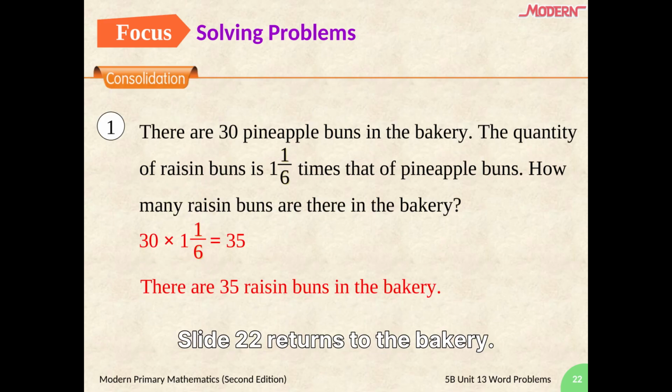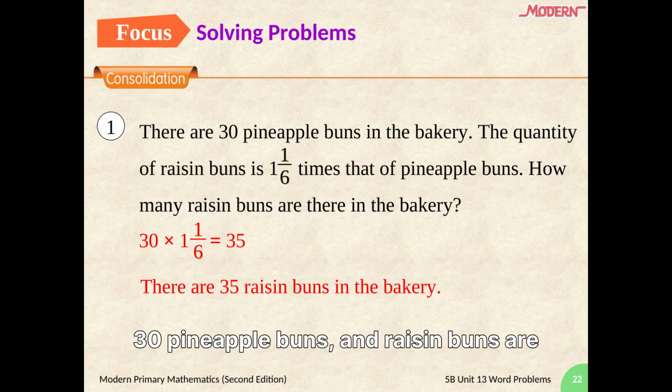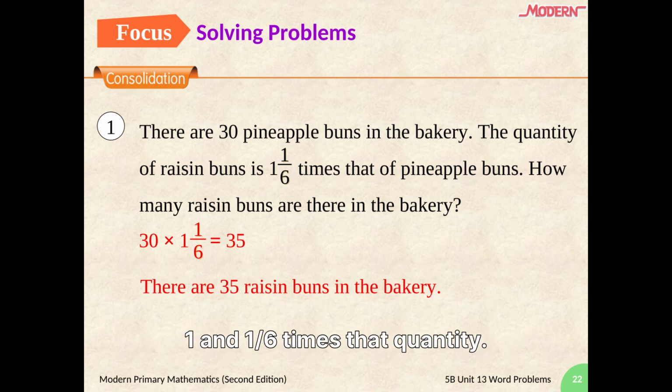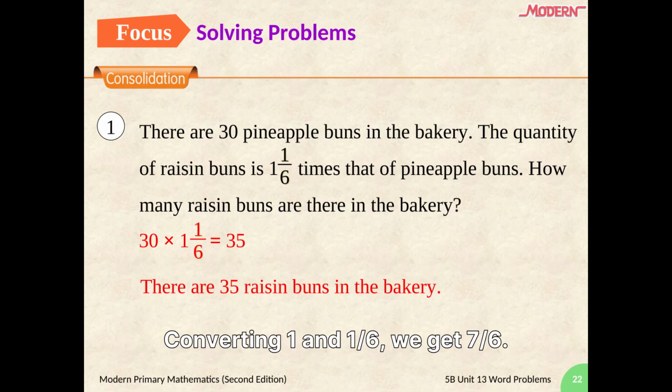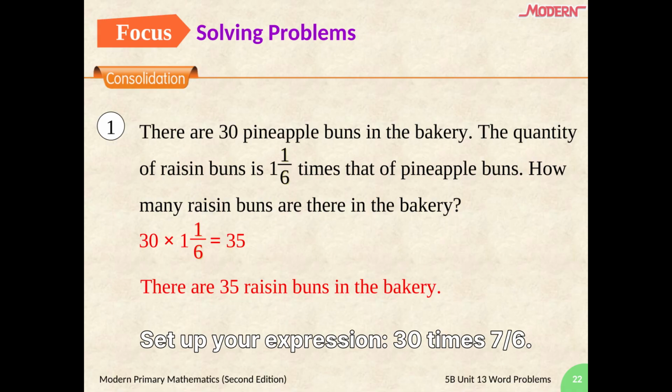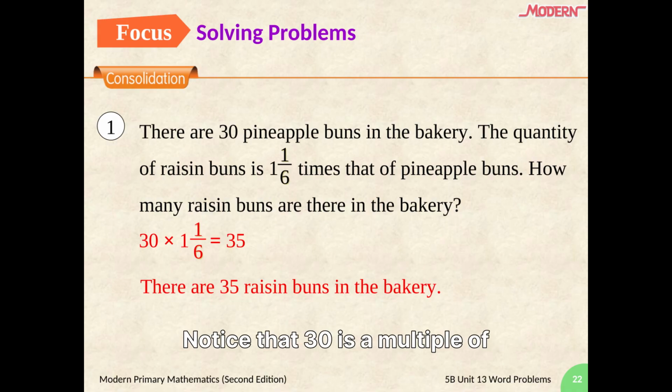Slide 22 returns to the bakery. 30 pineapple buns and raisin buns are 1 and 1/6 times that quantity. Converting 1 and 1/6, we get 7/6. Set up your expression 30 times 7/6. Notice that 30 is a multiple of 6. By dividing 30 by 6, we get 5. Now 5 times 7 gives us 35 raisin buns.